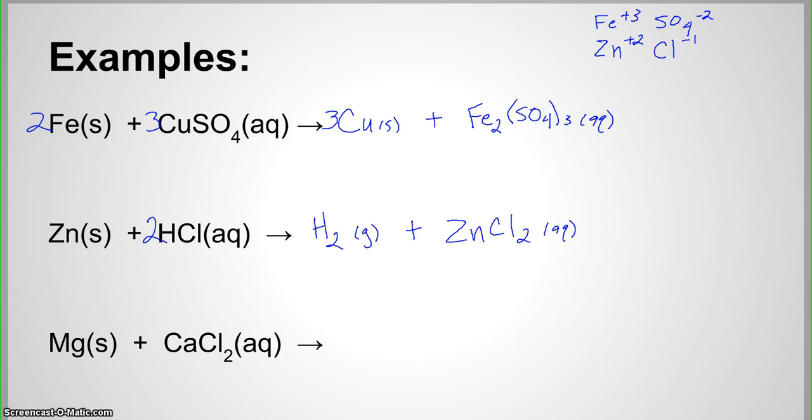Okay. Last example, solid magnesium reacts with aqueous calcium chloride. So go back to your activity series, find magnesium. Is it more reactive than calcium? The answer is no, it is not more reactive than calcium. Magnesium is lower on our activity series, which means we will get no reaction. This reaction will not happen. If you put magnesium in a solution of calcium chloride, nothing's going to happen. They're just going to sit there because magnesium will not replace calcium in that particular reaction.